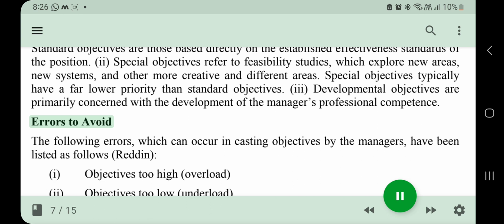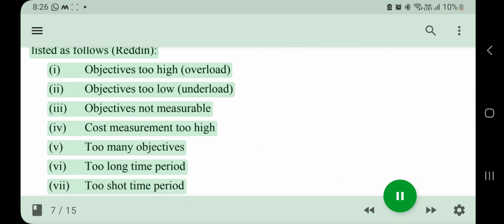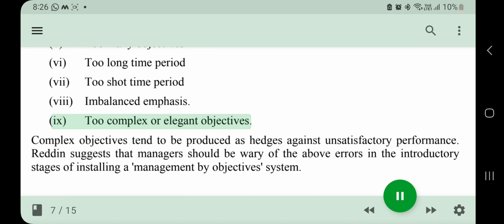Errors to avoid. The following errors, which can occur in casting objectives by the managers, have been listed by Redden. I. Objectives too high, overload. II. Objectives too low, underload. III. Objectives not measurable. IV. Cost measurement too high. V. Too many objectives. VI. Too long time period. VII. Too short time period. VIII. Imbalanced emphasis. IX. Too complex or elegant objectives.